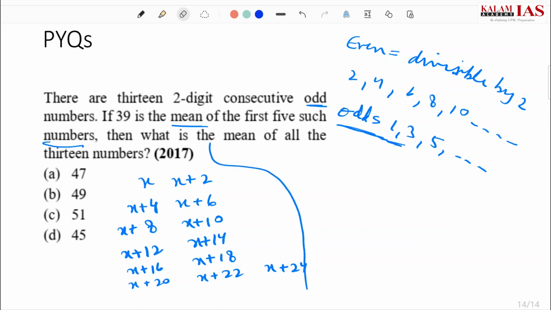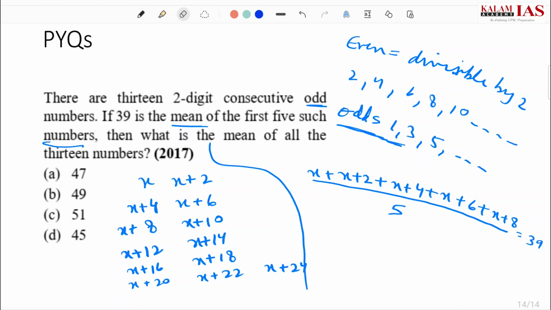Now it is said the mean of the first 5 such numbers is 39, that is x plus 2, plus x plus 4, plus x plus 6, plus x plus 8, divided by 5 is equal to 39. That is 5x plus 20 divided by 5 is 39. Solving this, we get x equals 35.